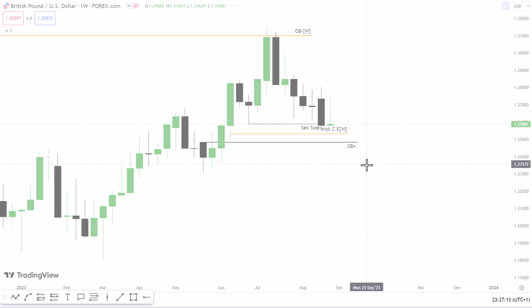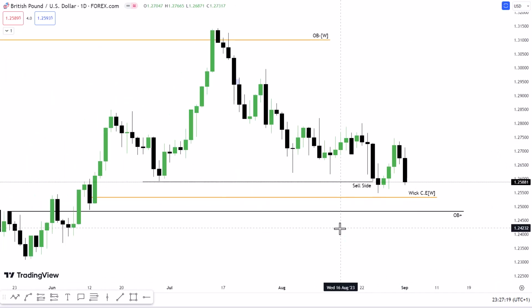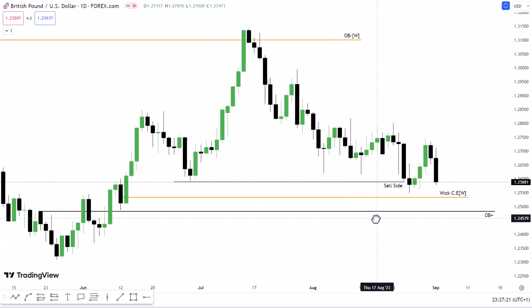Daily time frame pound dollar. So on our daily time frame, I still favor the downside. This was our price action for Friday, and then I would love to see this sell side taken out, trading into this consequent encroachment of this week, and maybe ultimately down to this order block we have on our weekly time frame. This is the order block, the bullish order block.